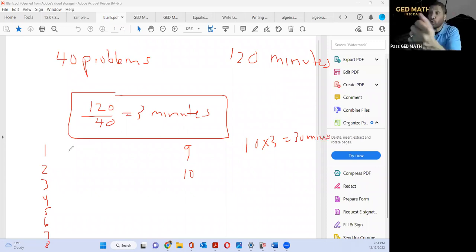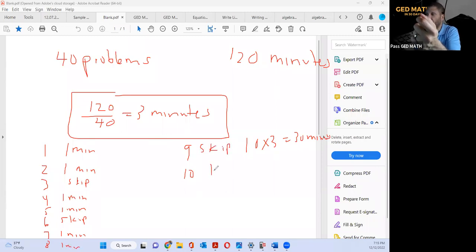But say you do the first one in 1 minute, second one in 1 minute, you skip the third one, 1 minute, 1 minute, you skip the sixth one, 1 minute, 1 minute. You skip the 9th one and flag it for review in 1 minute. That's 7 minutes. So what on average should have taken you 30 minutes now took you 7 minutes. You just saved yourself 23 minutes. Now multiply that by 4.